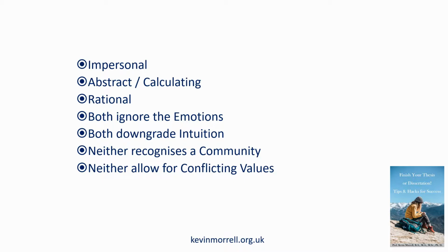Taking both of these together, utilitarianism and Kantianism, they're quite impersonal. They are fairly abstract and imply a kind of calculating. They're very rational. They ignore the emotions because they're both about principles. Utilitarianism is about the consequences. Kantianism, or duty-based ethics, is about the processes. And they both downgrade intuition, so there should be the same rational, calculative process in all situations.